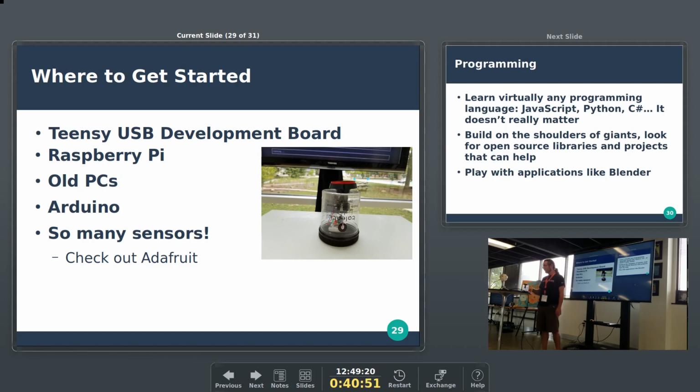And of course, the Raspberry Pi, which more and more people are familiar with. This is one here. It's just a little credit card sized computer. You can pick these up for like $35. They keep coming out with new versions of them that are faster and better.